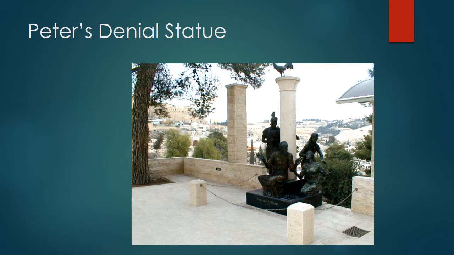This is a picture of one of the representations of Peter's denial that are located at the Church of St. Peter in Gallicantu. It shows the Roman soldier, the maidservant, and Peter, with the inscription Non Novi Illum, translated, I do not know the man.